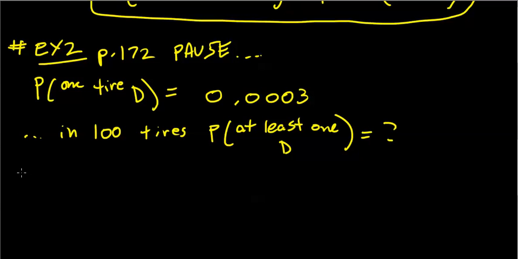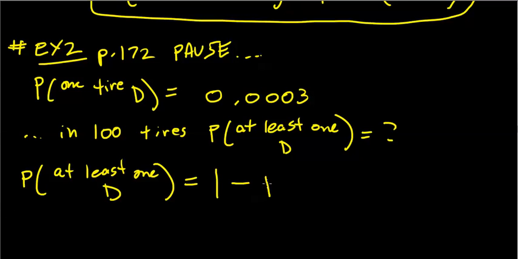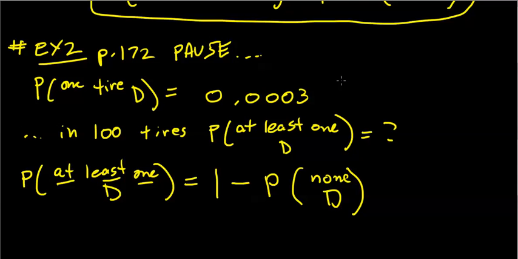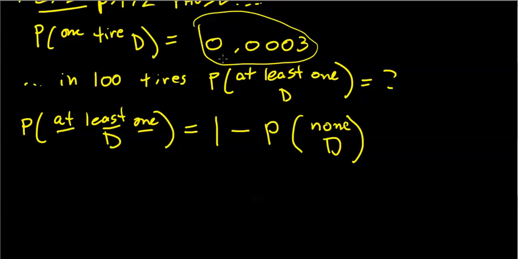Let me rewrite that here. I get a little more room here. So the probability of at least one defective in 100 is going to be 1 minus the probability that none are defective, applying our general complement rule in this at least one situation. The probability that one given tire is defective is 0.003. Keep that in mind.